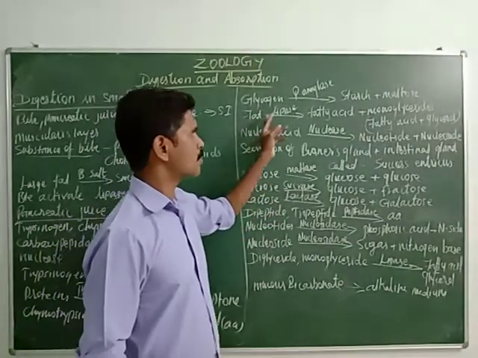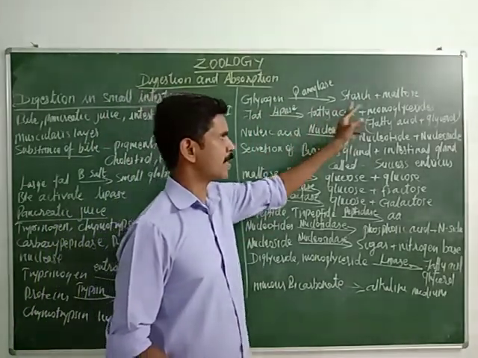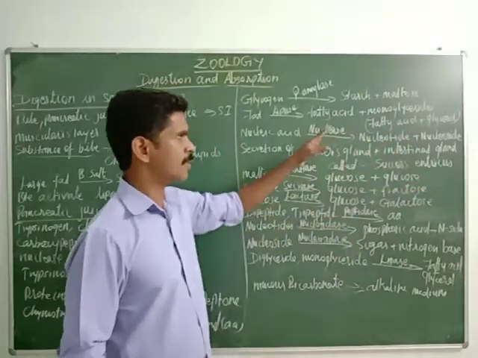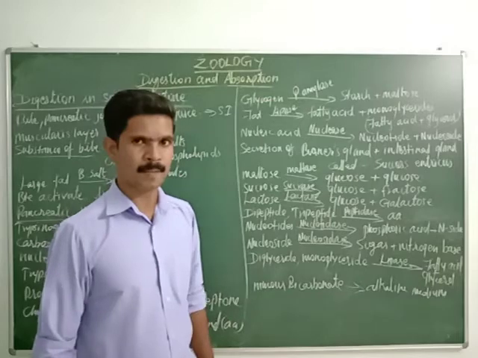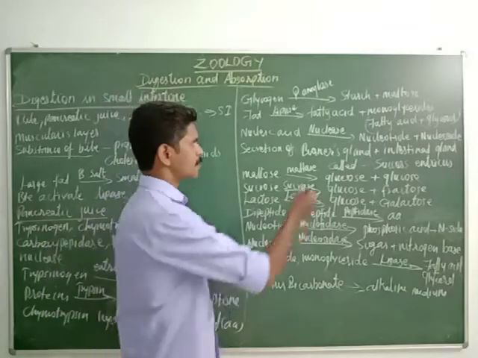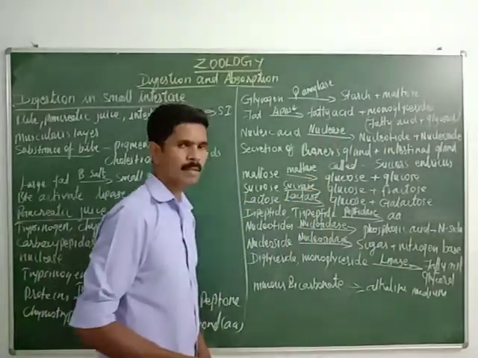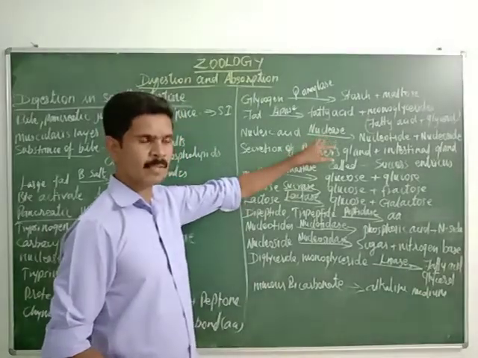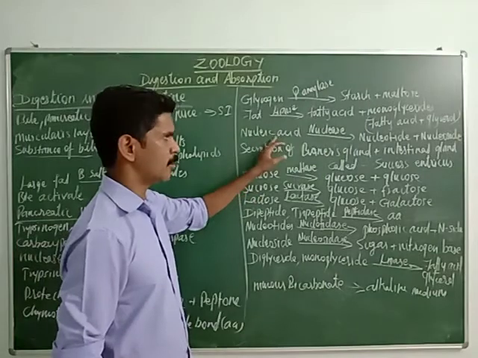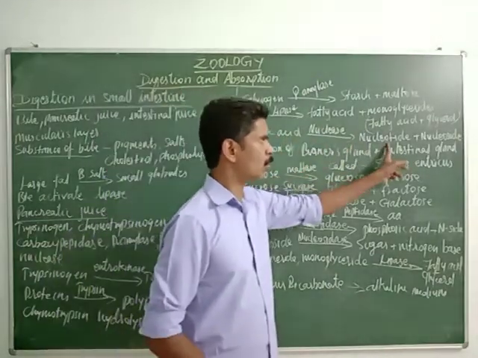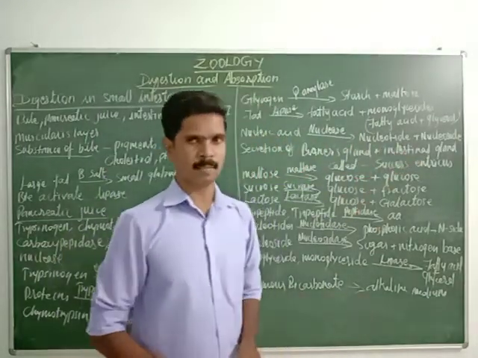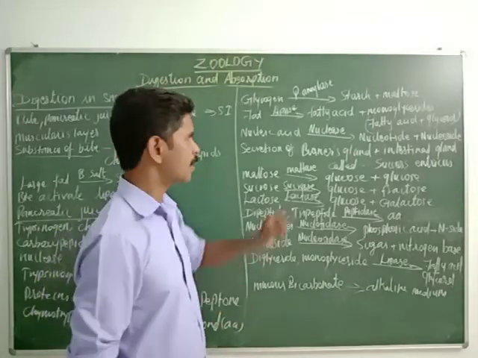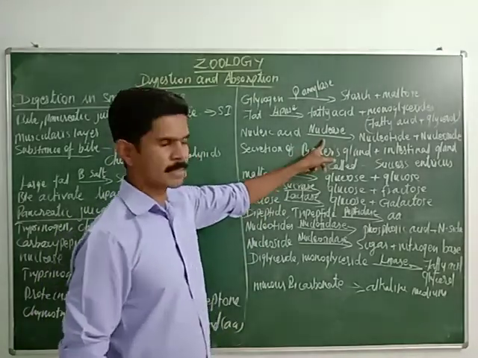Here the fat molecules are converted into free fatty acid and monoglycerides. Then the monoglycerides are again hydrolyzed into fatty acid and glycerol. Understand? Then the next enzyme is called nuclease. The nuclease is the enzyme present in the pancreatic juice. This enzyme converts the nucleic acids into nucleotides and nucleosides.